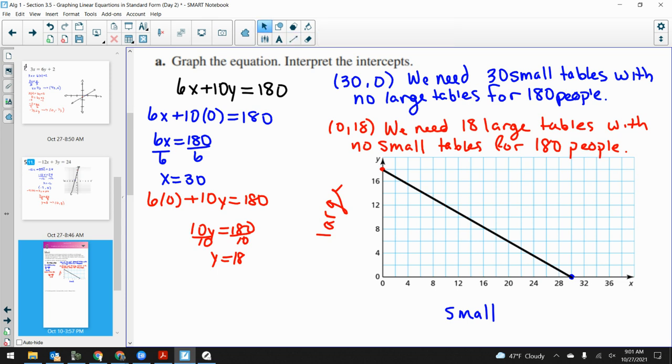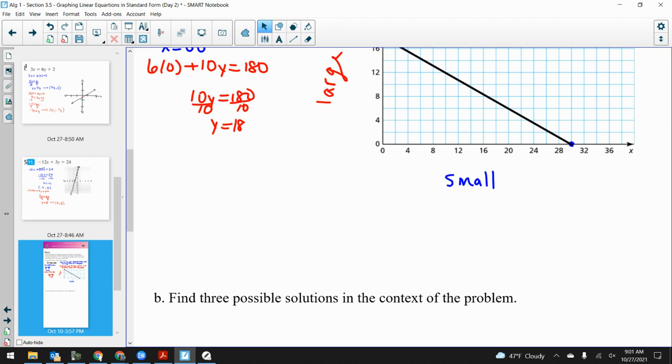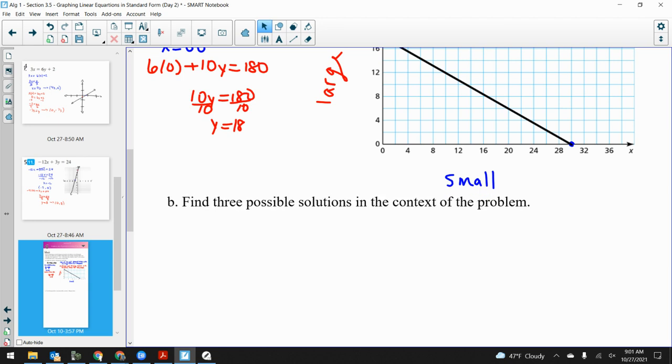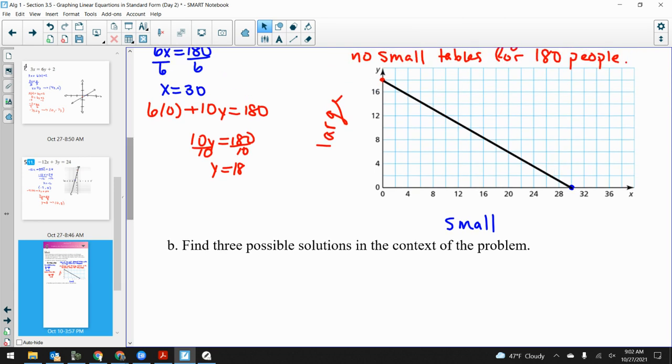Okay, let's take a look at the next question. It says find 3 possible solutions in the context of the problem. Here's really what I'm asking you. This is an equation that models all of the possible solutions, not just the extreme values like 30, 0 and 0, 18. This is all the possible values in between. So based on this line, let's try to figure out some possible solutions. Where does it look like it's going to hit? Could there be 20 small tables and 6 large tables?